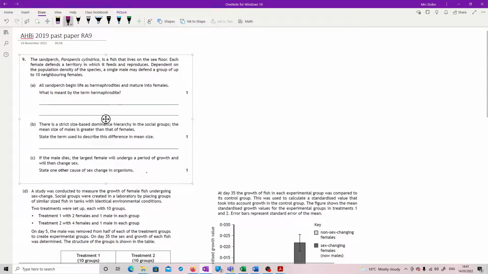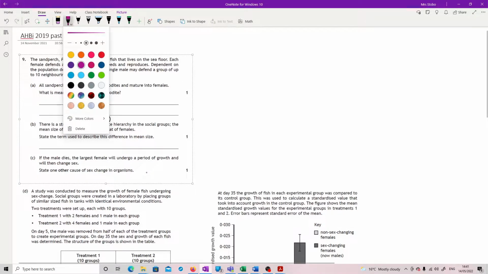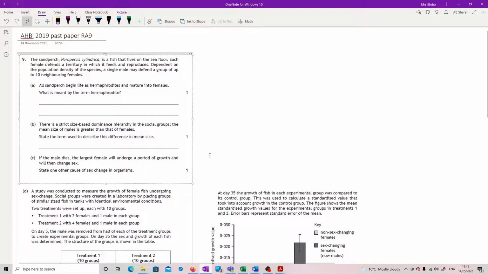Okay, question 9. And the last one I'm doing in this paper, in fact, the last one I'm doing for a while, I don't know if I'm going to get down to the specimen paper. Right. The sand perch is a fish that lives on the seafloor. Each female defends a territory in which it feeds and reproduces. Dependent on the population density of the species, a single male may defend a group of up to 10 neighbouring females.